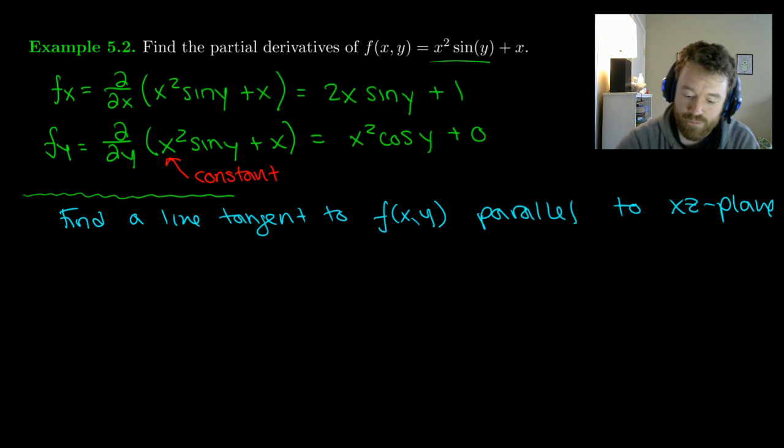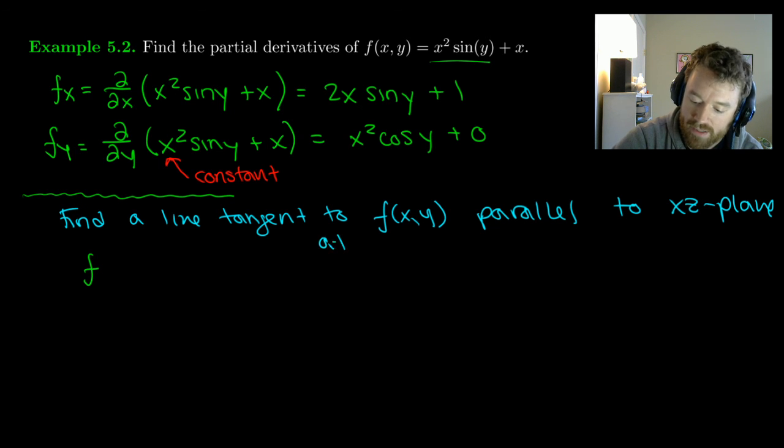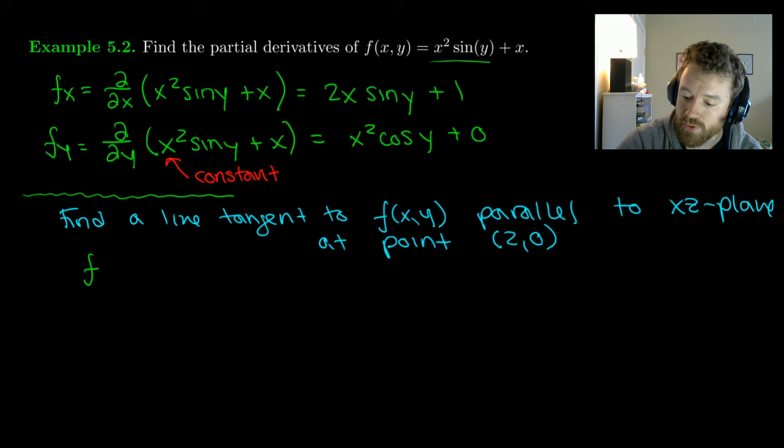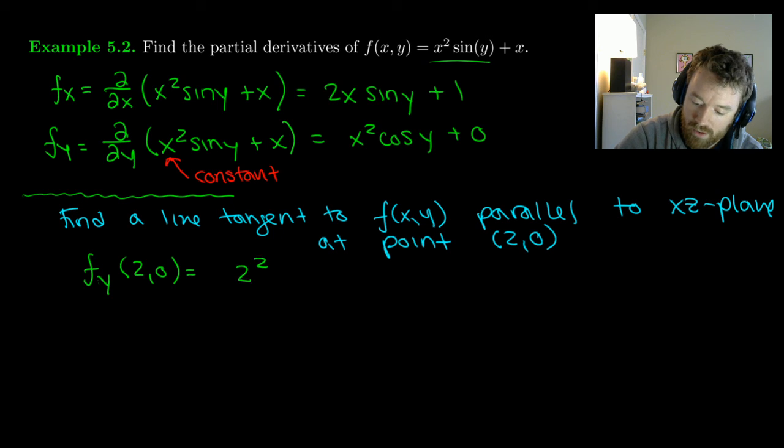And so I have here f sub y. Let's say even, actually, we maybe need to give a point. So find a line tangent to f of xy parallel to the xz plane at the point, let's say, 2, 0. So xy equals 2, 0. So fy is what's going to give us, in this case, the slope of this tangent. Fy of 2, 0 is going to be equal to 2 squared times cosine of 0 plus 0, and that's going to be 4.